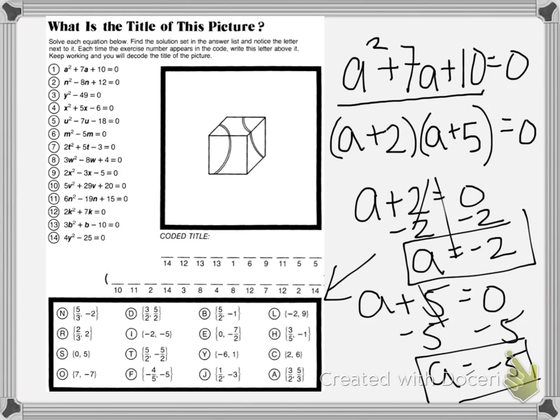So I'm looking. Do you see it? There it is. Took me a minute. They did not put the smaller one first. Shame on them. Okay, so there's -2, -5.